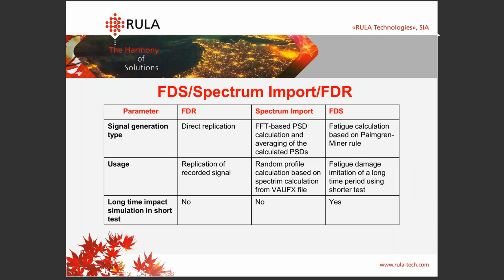And FDS, fatigue damage spectrum, is also a feature of random test, and basically it is a fatigue calculation based on Palmgren-Miner rule. The main advantage of fatigue damage spectrum is that it helps to accelerate the test. It allows to calculate fatigue damage based on the recorded data and then synthesize a signal which would produce the same damage in a shorter time. FDS is recommended if you want to test the device under test to destruction, but do not want to run tests of long duration.